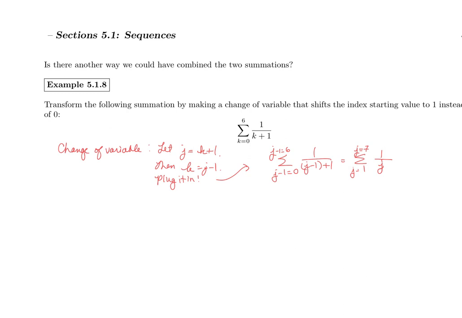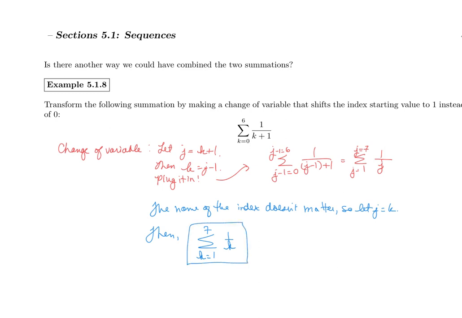Here's the super cool part of this one. The name of the index does not matter. So let's let j equal k again. So we'll just send it back. Then what do we have? We have the sum, now j is just k again, of k equals 1 to k equals 7 of 1 over k. We have just shifted our index. That's what this is called. This is called shifting the index.